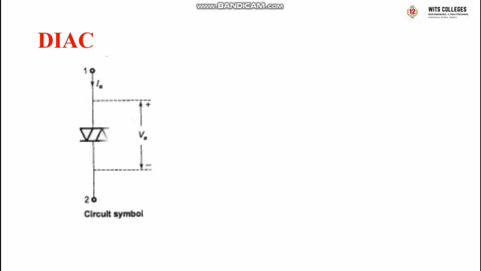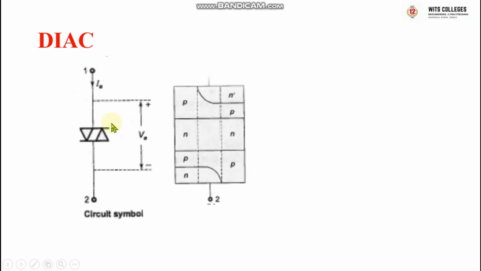So we can observe the circuit symbol. This is the diac symbol. Terminals are marked as terminal 1 and terminal 2. One works as anode with respect to the other terminal. So if one is anode, then 2 acts as cathode. So this is the voltage between these two terminals. This is the circuit symbol of diac.